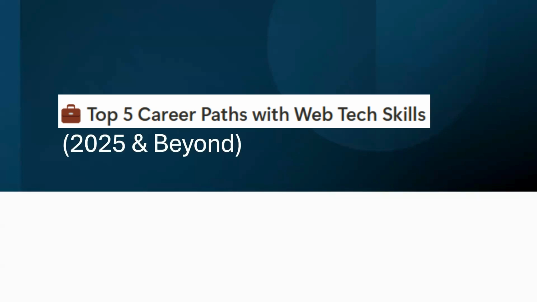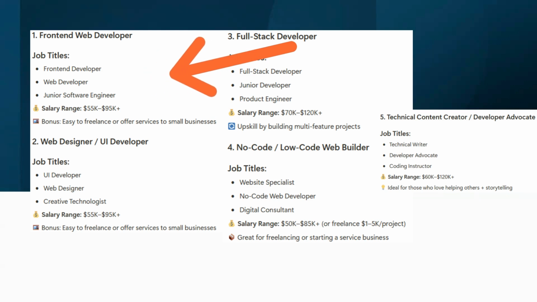Now, if someone has foundational web technology skills like HTML, CSS, JavaScript, and some basic backend or deployment knowledge, here are the top 5 career paths they can pursue. Number 1, front-end web developer, which builds the parts of websites users see and interact with. The core skills are HTML, CSS, JavaScript, React, or even Vue.js.